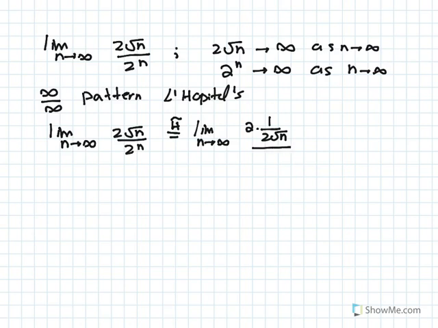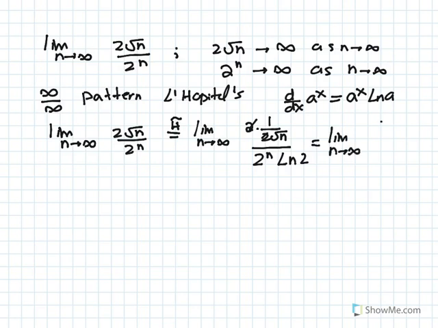Divided by, and what's the derivative of 2 to the n? Well, the derivative of an exponential function a to the x is going to be itself, a to the x, times log of the base. So we get 2 to the n times log of 2. If we simplify this, we're going to get the limit as n goes to infinity of 1 divided by root n times 2 to the n log 2.